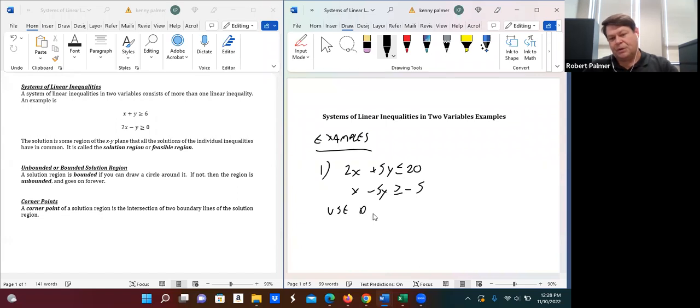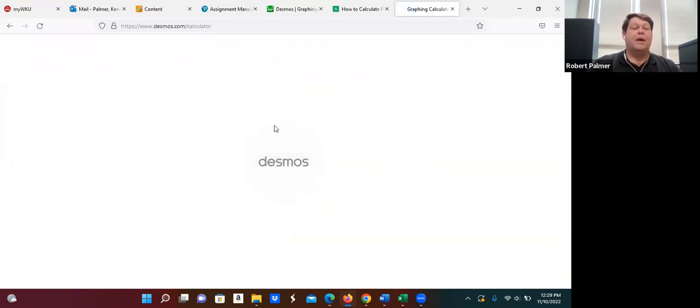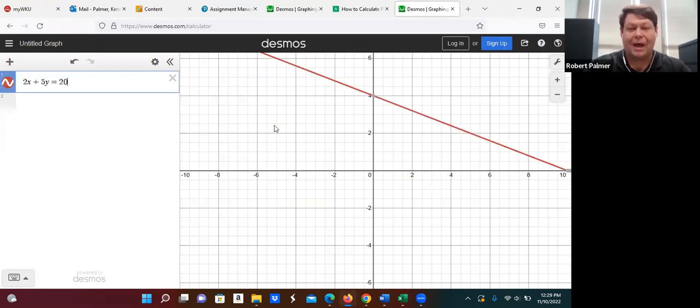For all of these, we're going to use, once again, just go to desmos.com. So pick whatever browser you want and type in desmos.com. Now, hit graphing calculator. It turns out you can do equations. So if we do the equation, for example, 2x plus 5y is equal to 20, we can graph that line.